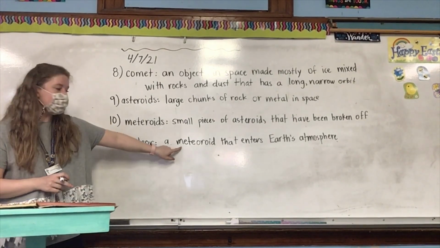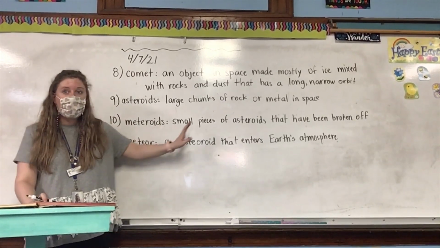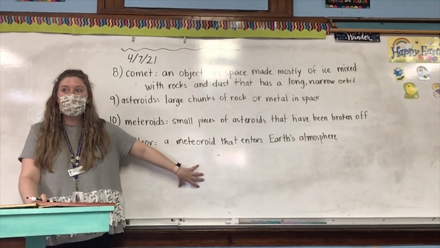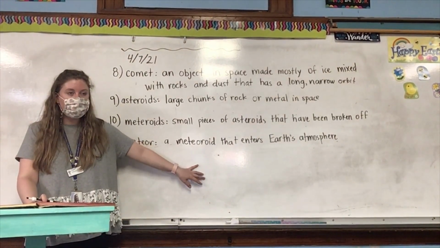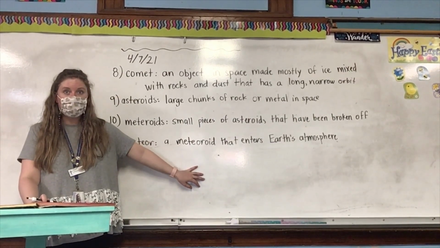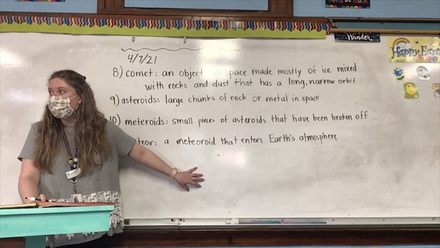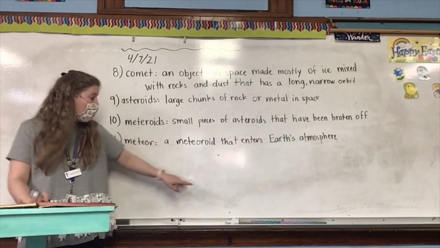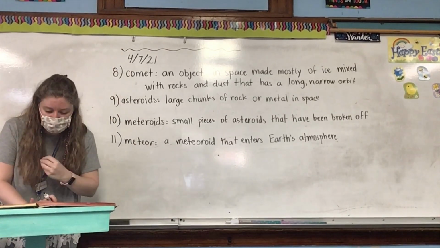Because what happened is that piece of the asteroid, the meteoroid, somehow got out of orbit enough to get into our atmosphere. When it gets into our atmosphere, it gets really, really hot and it starts to burn. Well, when something starts to burn, it looks like fire, right? It looks like it's burning. So then we see it, and we call it a shooting star. But it's not a star falling out of the sky. It's a meteor falling through Earth's atmosphere.